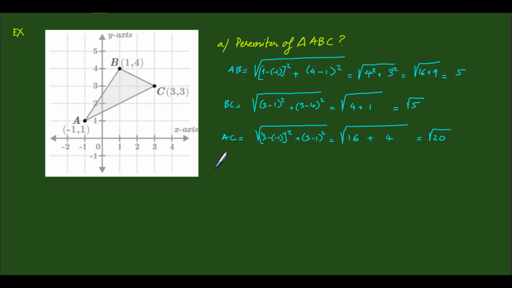Alright, then perimeter will be what? Perimeter will be equal to AB plus BC plus AC. Then you just add them up. Just 5 plus square root of 5 plus square root of 20. And you don't need to change to decimal number, okay? Just leave it like this. So that is the perimeter of triangle ABC.